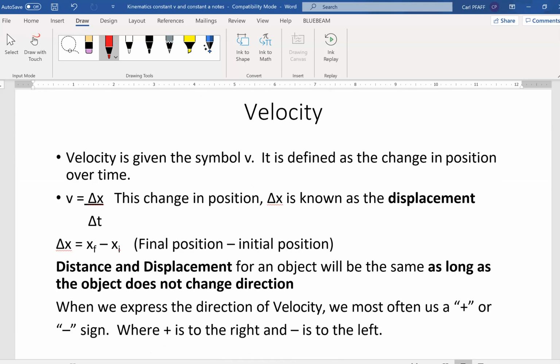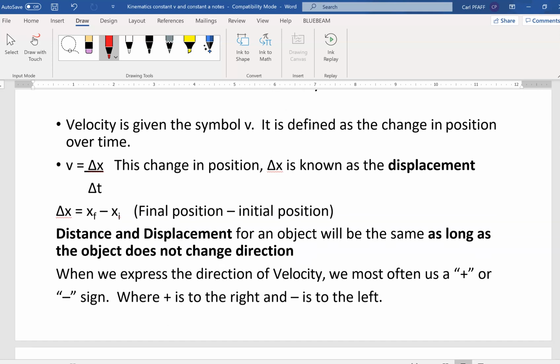Velocity itself is given the symbol v. It's defined as change in position over time. Whereas speed is distance over time, velocity is defined as change in position. We calculate the change in position as our final position, x final, minus our initial position, x initial. That quantity, delta x, is what we call the displacement. How far has it been moved from where it started?